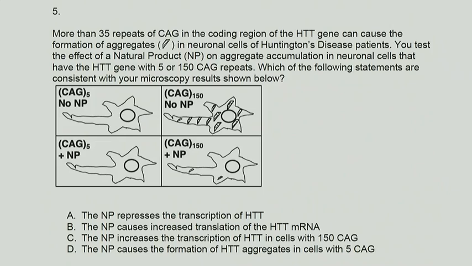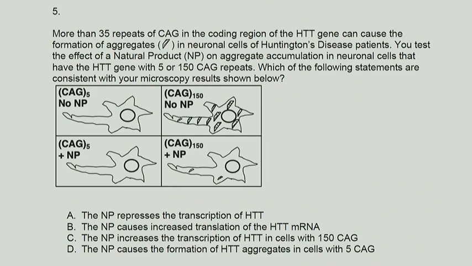Yeah, so in the 150 repeats, we don't see any change in the 5 repeats, which is kind of expected because it can't aggregate. But in the 150 repeats, you see all these aggregates, you add the NP, and then boom, much less aggregates. That's totally consistent with this natural product repressing transcription of Huntington's. And then next, the NP causes increased translation of the Huntington's mRNA.